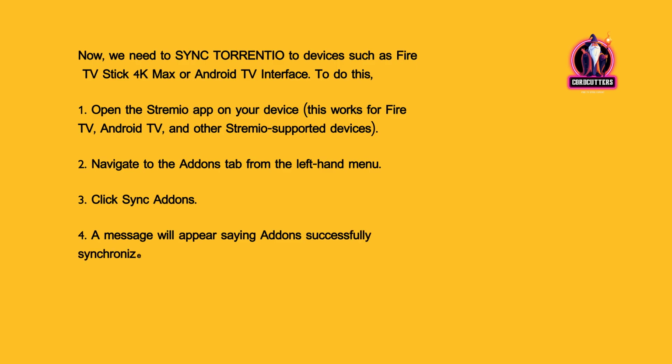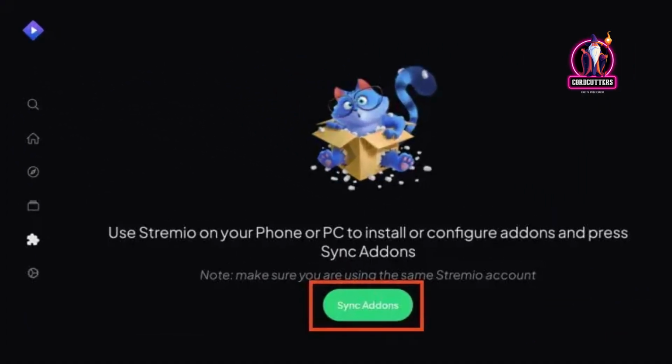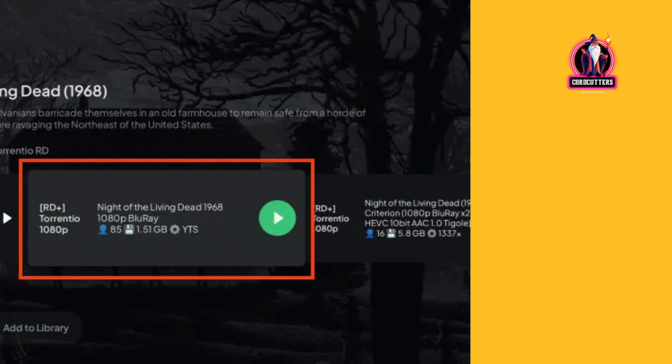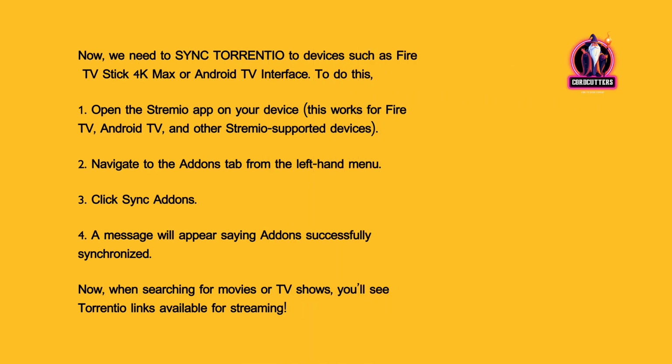Click Sync Add-ons. A message will appear saying add-ons successfully synchronized. Now, when searching for movies or TV shows, you'll see Torrentio links available for streaming.